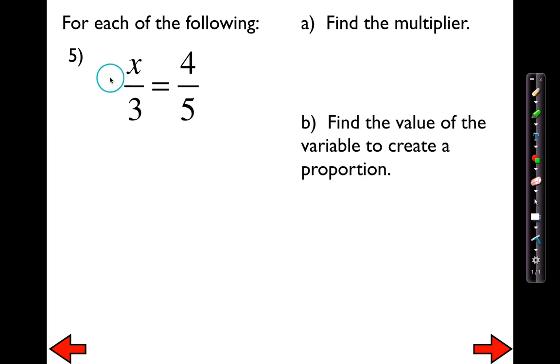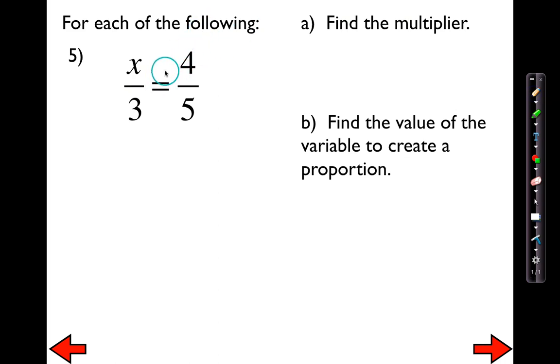Okay, so for number 5, the instructions are slightly different, just the way that it looks, but it's very similar to what we were doing before. It says for each of the following, they want to A, find the multiplier, and B, find the value of the variable to create a proportion. So this one's different. Why? In all the other examples, the variable was on the right side. Now, it's on the left side. So what do we do in that case?